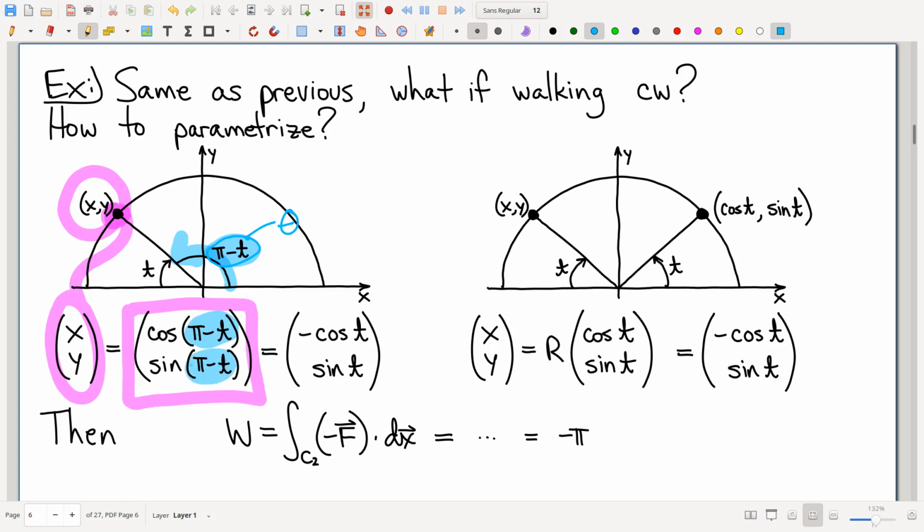So it's really easy, once you've identified that this angle was pi minus t, it's really easy to write down that point as just cosine pi minus t and sine pi minus t. Trig.